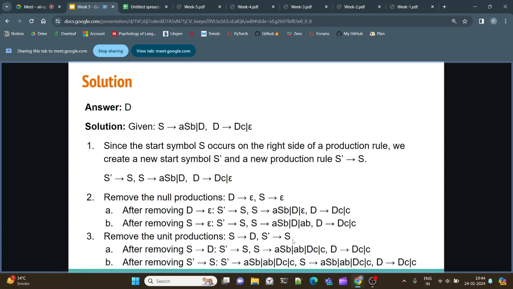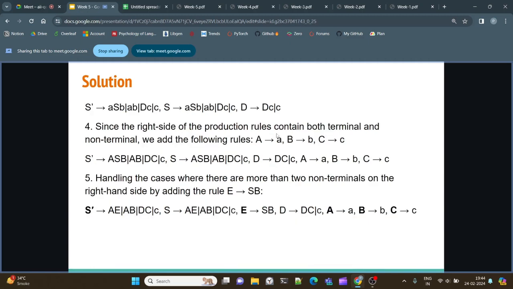The second one is S dash to S, and we know that S derives this. This is the current derivation for S. So I simply write S dash derives the same thing that S was deriving, and the rest of the things are as they are. So right now we have handled three things. One was the point where the start symbol appeared on the right side of the production rule. We have removed the null productions. We have removed the unit productions, and now finally we have this. There are two more steps remaining.